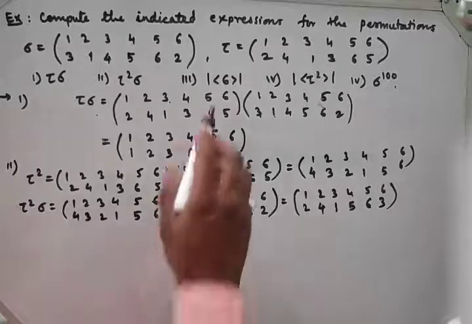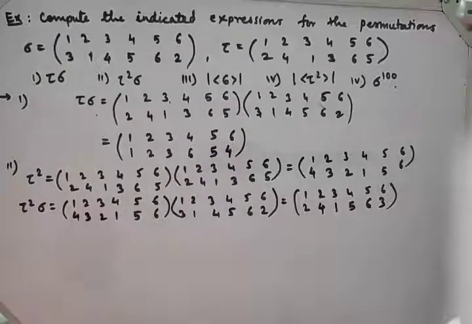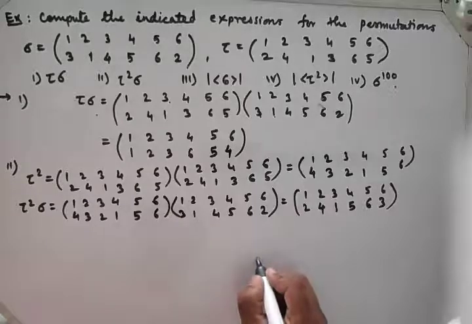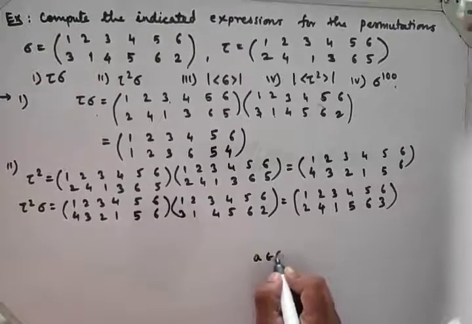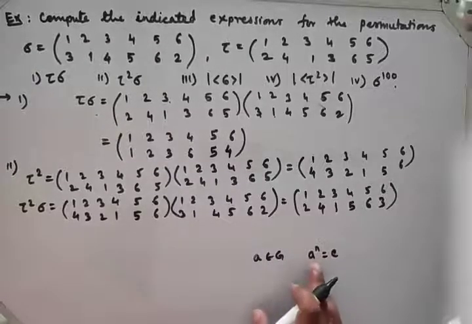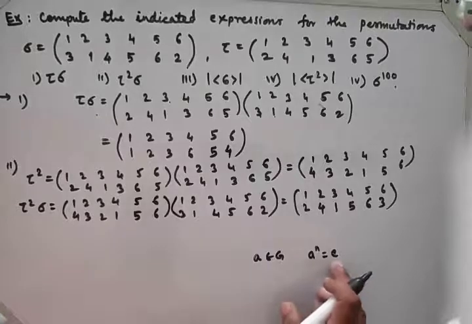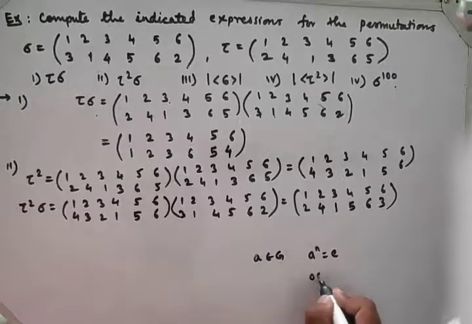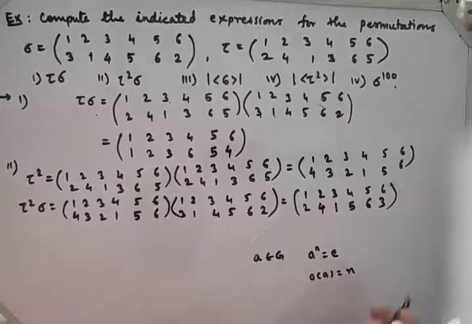Next, to find order. How do we find order? We have seen examples of groups. What is the order of an element? If A is an element of group G, then A raised to n is equal to the identity, where n is the smallest positive integer such that A raised to n is equal to the identity. Then the order of A is n, right? N is the order of that element.